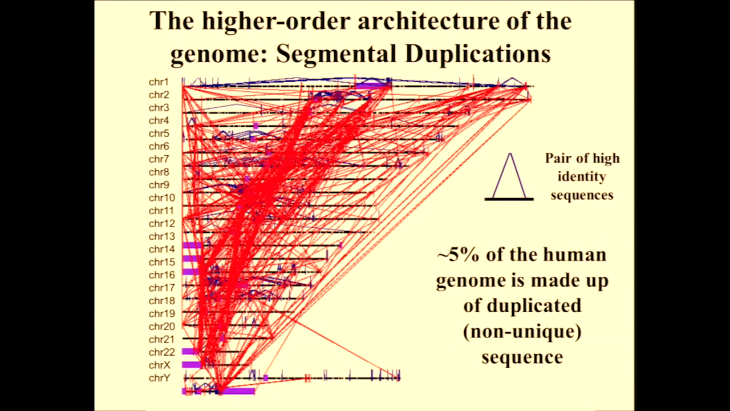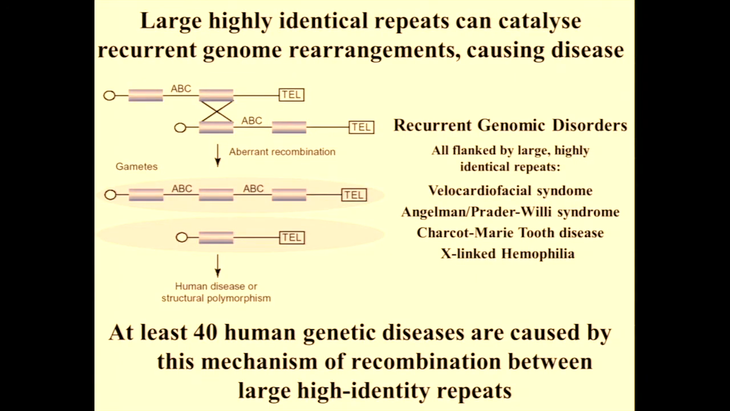Now again, why does this matter? Apart from it making our life hard when we're trying to look at the genome in certain instances, it actually has some pretty fundamental implications for genome rearrangements, and in many cases, genome rearrangements that cause disease. So here I'm just showing you a cartoon of a pair of human chromosomes at meiosis. These blue blocks here are a pair of highly identical duplications on a chromosome. ABC is just three genes in an intervening sequence.